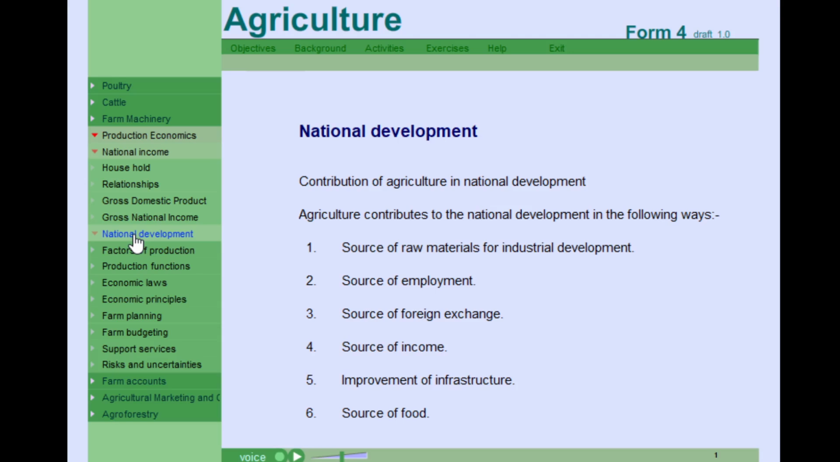Contribution of agriculture in national development. Agriculture contributes to the national development in the following ways: source of raw materials for industrial development, source of employment, source of foreign exchange, source of income, improvement of infrastructure, and source of food.